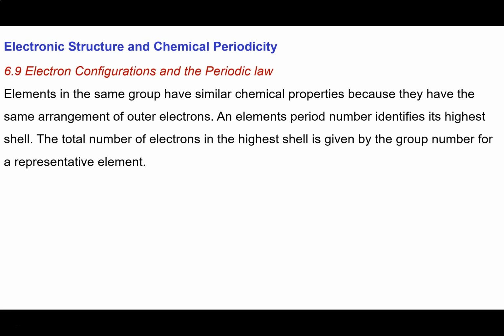That means every time we move down a row in the periodic table, we're adding another layer of electrons. Now, the total number of electrons in the highest shell for a representative element is just equal to the group number. So we don't need to write out the electron configuration to get that.